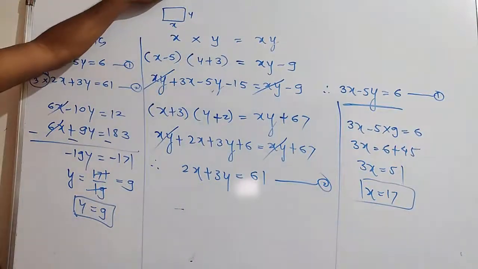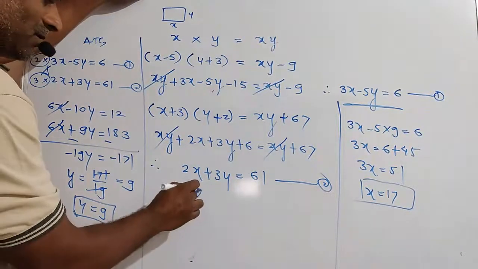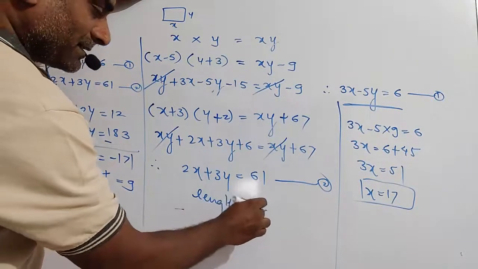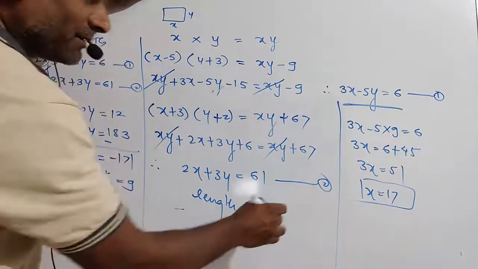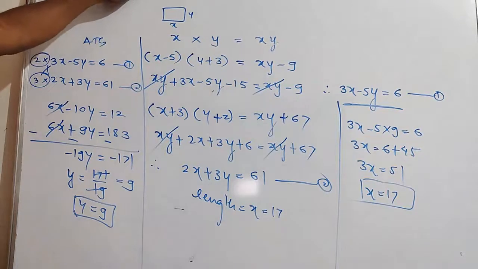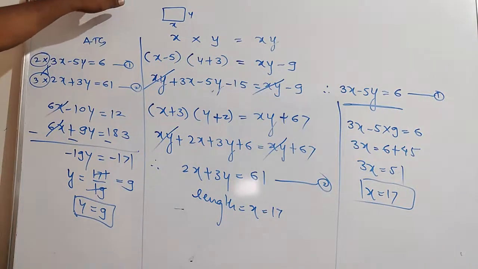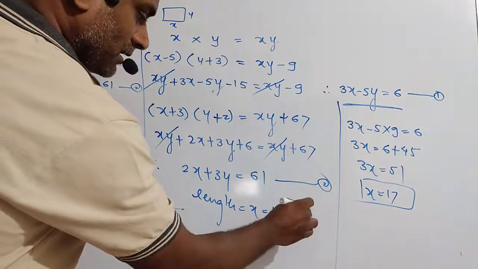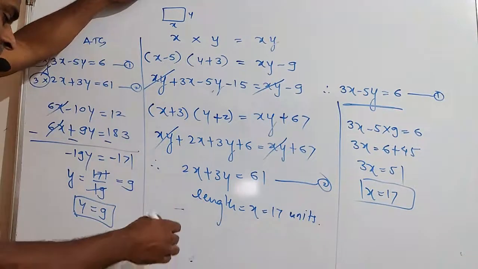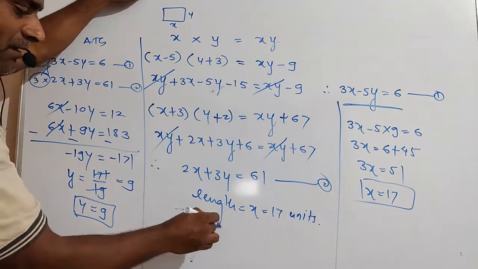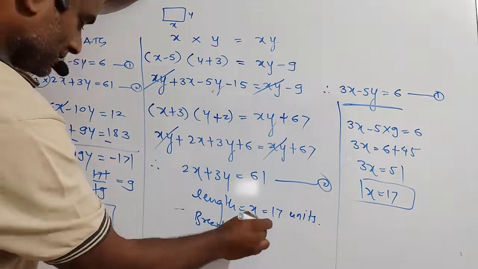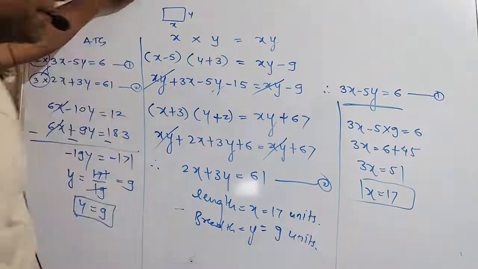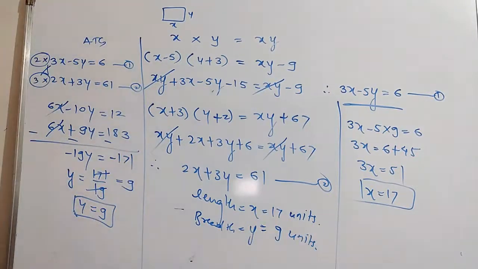So here we got length x is equal to 17 units. Here just the unit is given, okay? And breadth y is equal to 9 units.